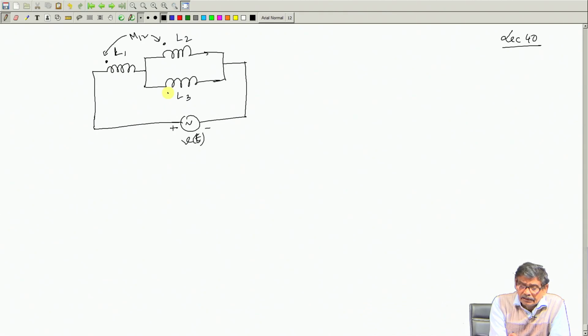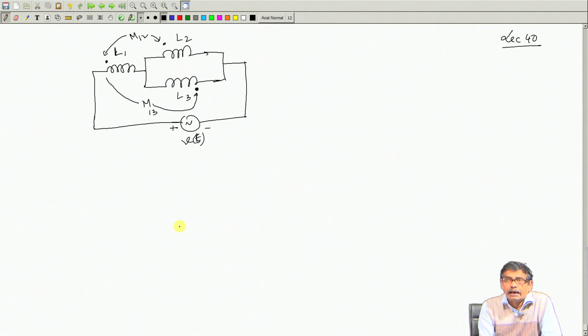And for this coil, the dot is shown here, and this mutual inductance is M13. Similarly, these two will have a mutual inductance of M23. So, all the 3 coils are coupled here.